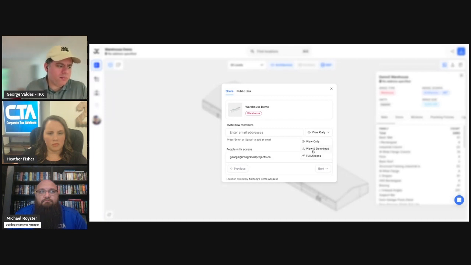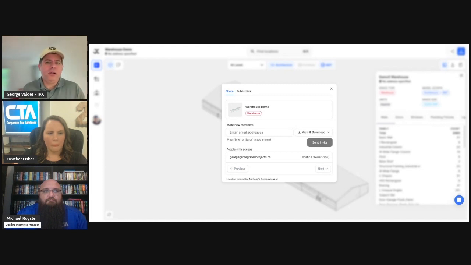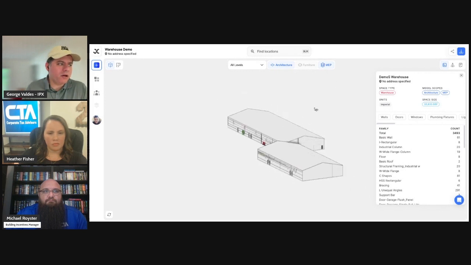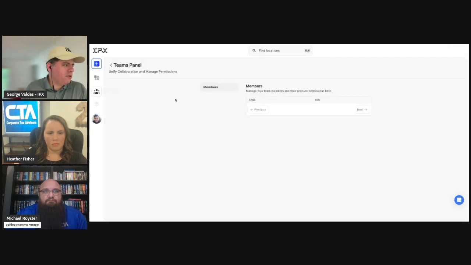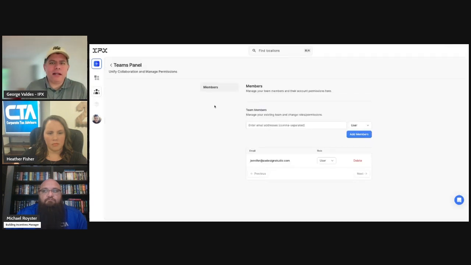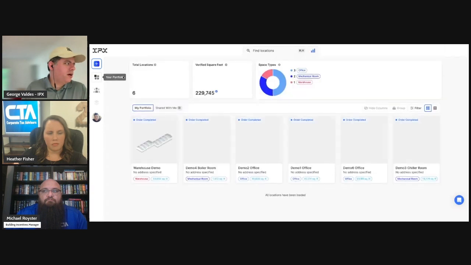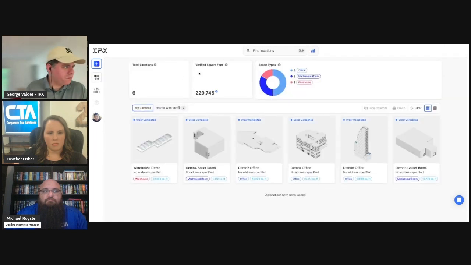And so from here, you can provide the access to view and download. Let's say it's a contractor, right? A GC at X, whatever, give them access, and they'll be able to view and download the information that they need from this model. Beyond that, when we talk about teams, it's very easy to add team members here. You can add them and then collaborate across different team members in your project. And that kind of summarizes it.